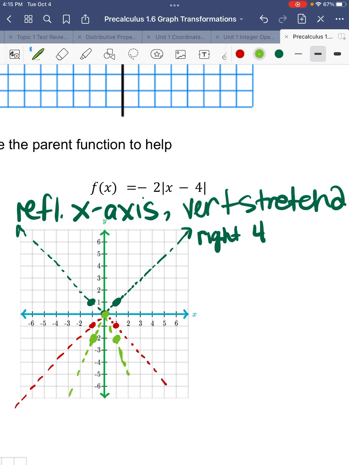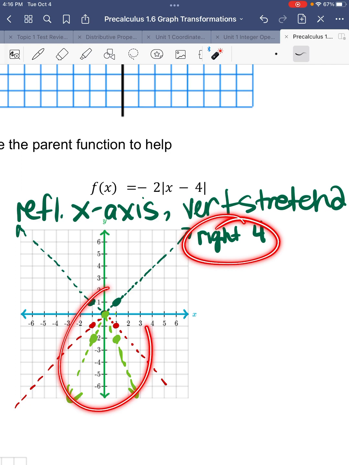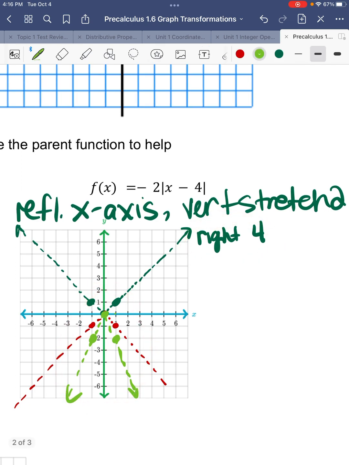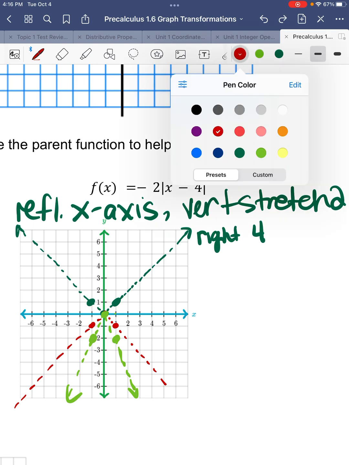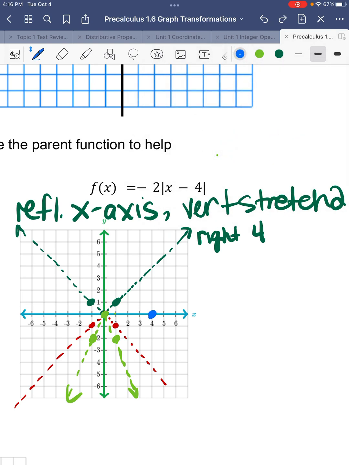Just trying to do my progression. You don't have to do this every time. I'm trying to show my thought process. Finally, I would move right 4. So if I take this whole graph and move it to the right 4, then now I'm going to draw my final graph. That means my vertex would be at (4, 0), and then I go over 1, down 2. This would be my final graph.